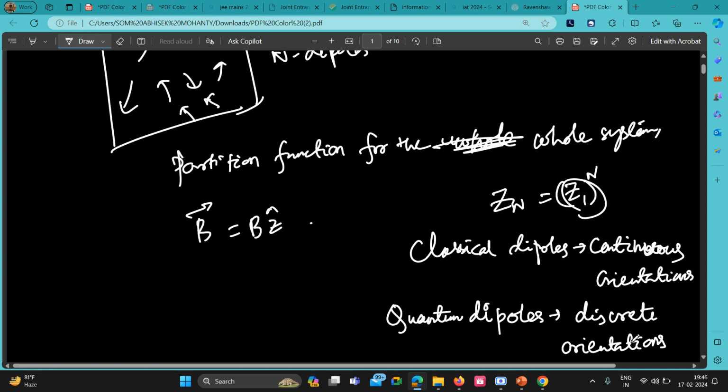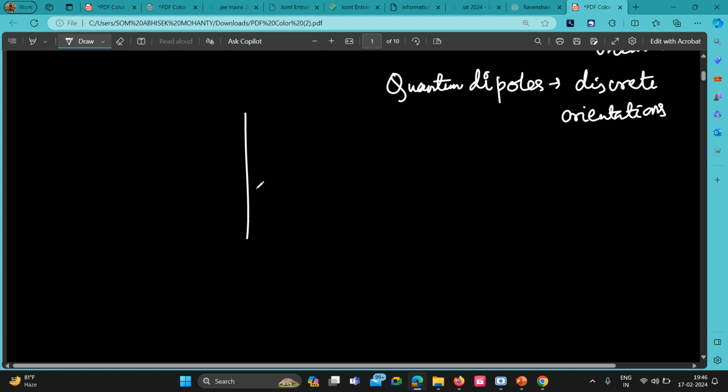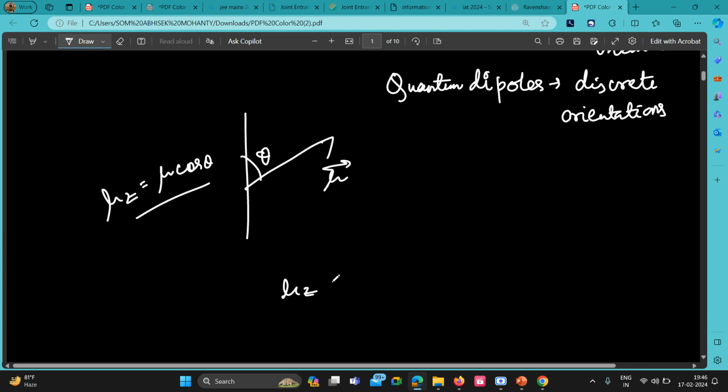So now your mu z will be what? Suppose this is your mu and this is theta. So mu z will be mu cos theta, isn't it? How many orientations are possible? Mu z is equal to mu cos theta, so your cos theta is equal to mu z divided by mu.